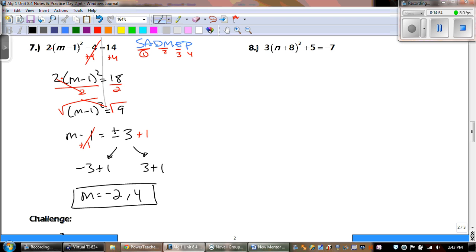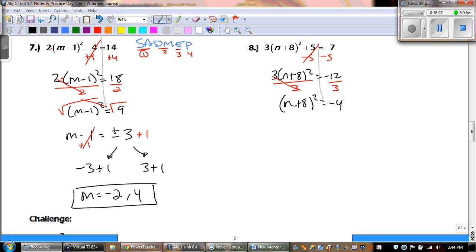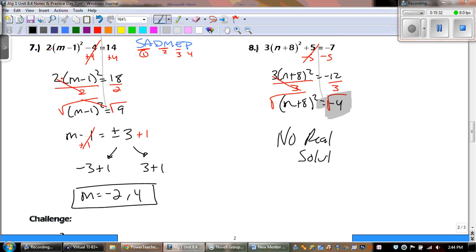Okay, number 8. Do you guys think you can try number 8? Go ahead and pause the video and see how you do. Okay, so I'm at the point where n plus 8 squared equals -4. My next step would be to take the square root of both sides, and right here, this should throw your warning sign, like, hey, Mr. Grice, I can't do that. That's right, you can't. So for this one, there is no real solution.